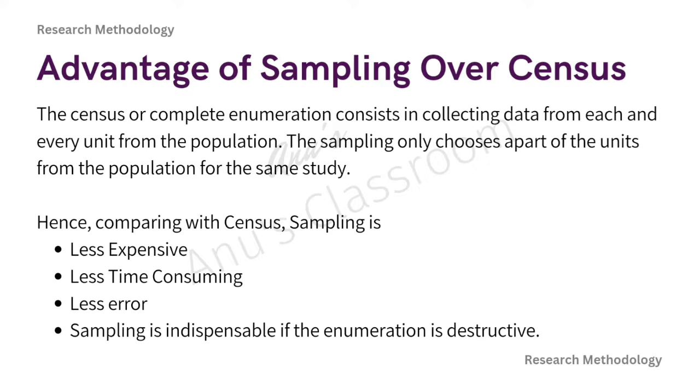So the census or the complete enumeration will consist of collecting data from each and every unit of the population, and sampling will only choose a part of the units from the population for the exact same study also. So what happens with census versus sampling is that, definitely think about it, sampling is definitely less expensive. It will take less time, and there will be chances of error also. So sampling is indispensable if enumeration becomes destructive.